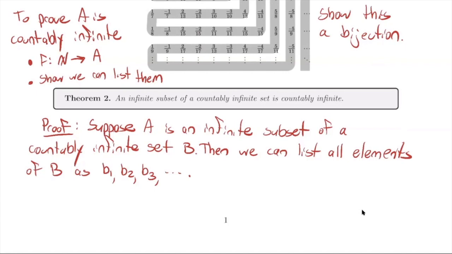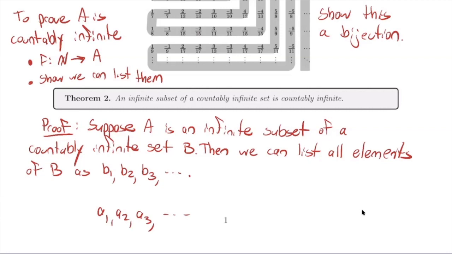What would my A1 be? I'd like to show that there's a listing A1, A2, A3, and so on. If I can show that this exists, then we're done. Is it just B1? Does A1 equal B1? Possibly, right? We know that A is a subset of B.